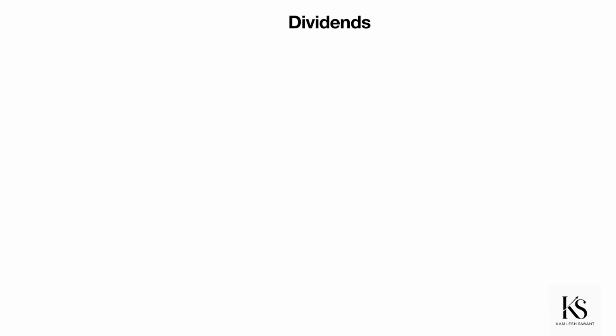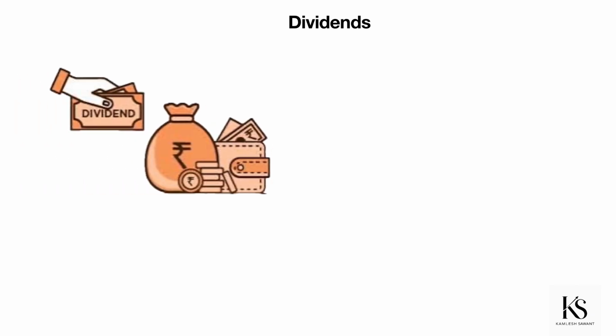Dividends. Dividends are paid by the company to its shareholders. Dividends are paid to distribute the profits made by the company during the year. Dividends are paid on a per share basis. For example, during the financial year 2012-13, Infosys had declared a dividend of Rs 42 per share.